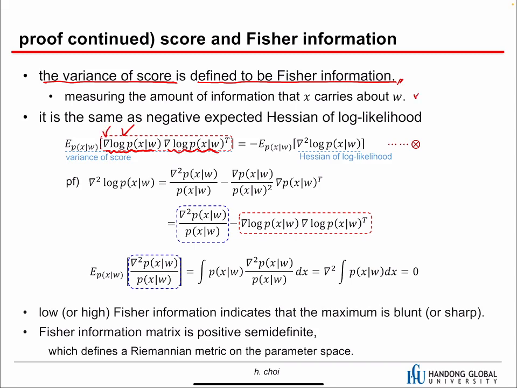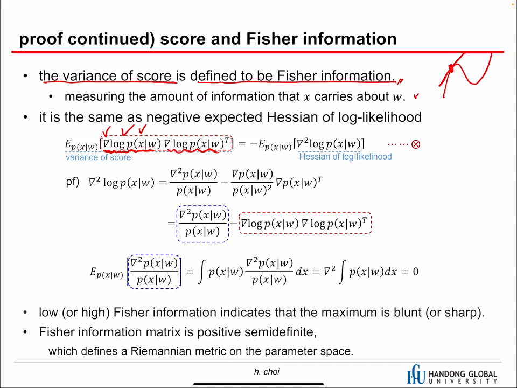Okay, then this gradient is talking about how much it is changing. This is just a conventional objective function. Then the derivative tells us some information about the shape at this moment. Likewise, this one tells us how steep or how flat the distribution is changing depending on this change of w. So let's accept that this variance of score is defined to be the Fisher information, measuring the amount of information that x carries about w. And then it is the same as the negative expected Hessian of log likelihood.